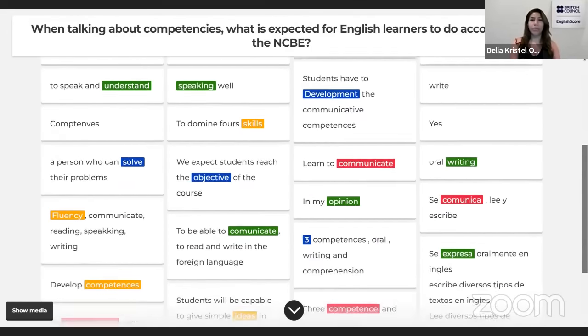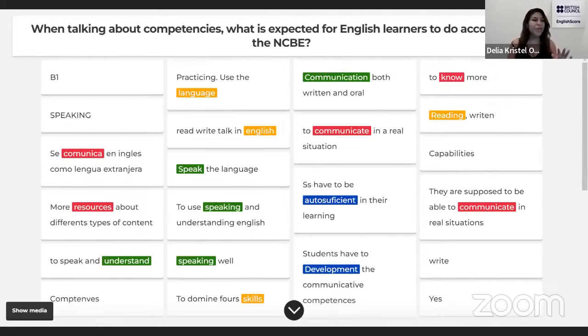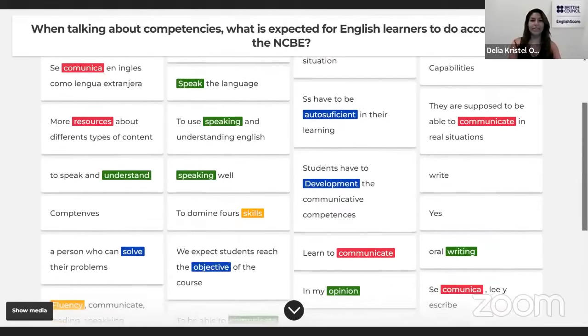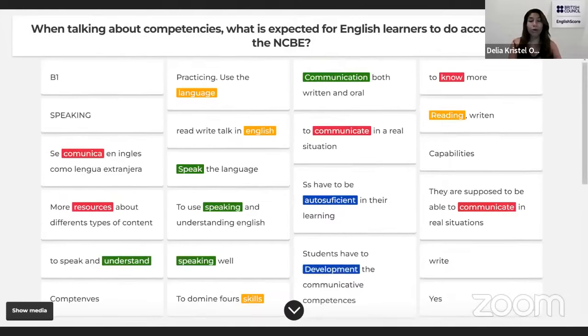Let's scroll down. Please remember that if you could not answer the question in the Kahoot, use the chat, because I will be reading your responses as well. So don't worry about it. The other responses say speaking, understanding, communication, skills, oral and writing, which is like oral and written communication, I guess.